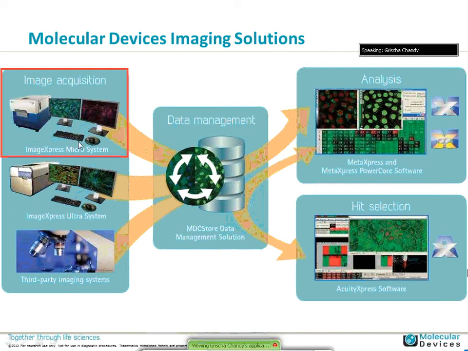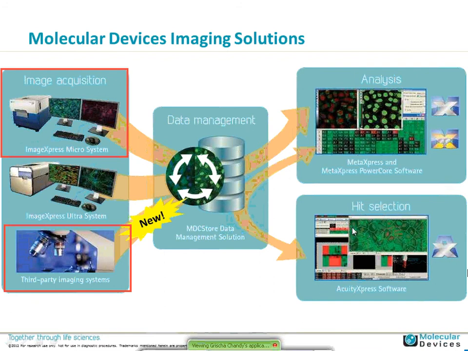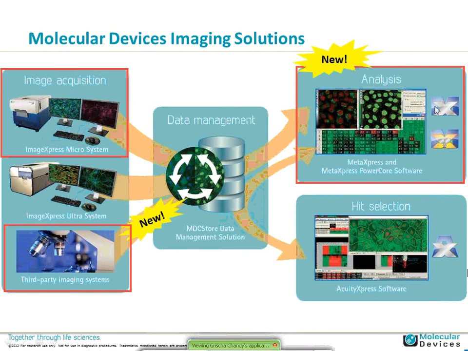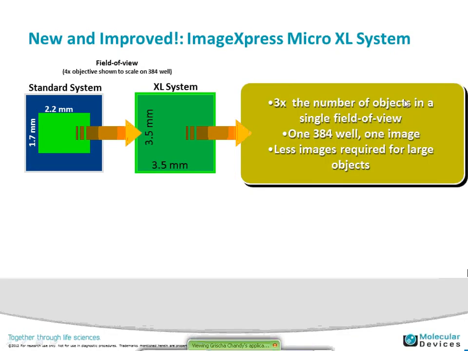As I mentioned, Oksana is going to be speaking about the Micro. On the top right, you also have our analysis software, which is MetaXpress and MetaXpress PowerCore, that allows turning those images into numerical values and looking at those numerical values. And hit selection is done with the AcuityXpress software to do your data analytics. New is this ability to bring images from third-party imaging systems into MDC Store. And new are some features of MetaXpress that increase the application space and make it amenable for high-content, high-throughput screening.